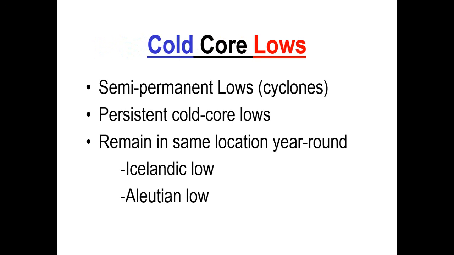With cold core lows, there also could be semi-permanent lows. We have two in the northern hemisphere that we're most interested in. That would be the Icelandic low as well as the Aleutian low. They're persistent and they remain in the same location year-round. Again, the Icelandic low and the Aleutian low.